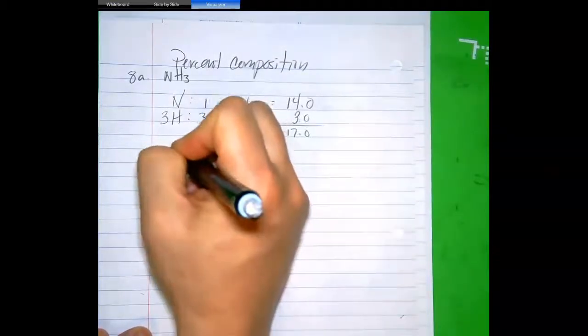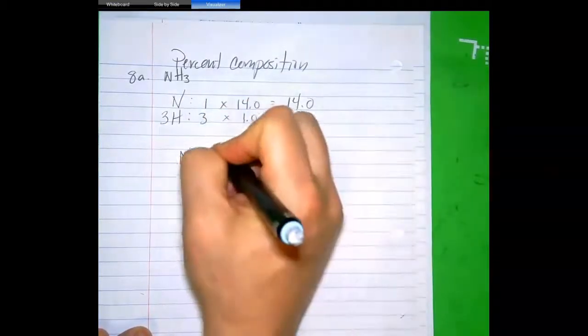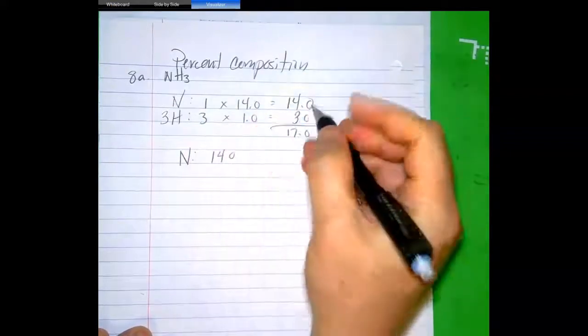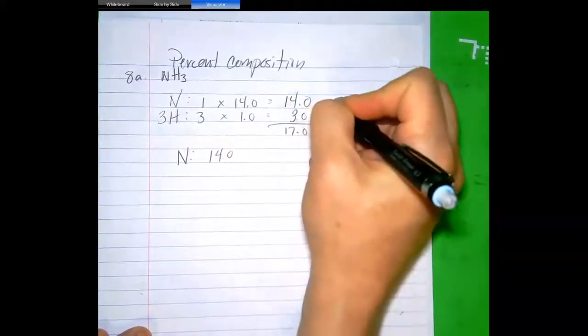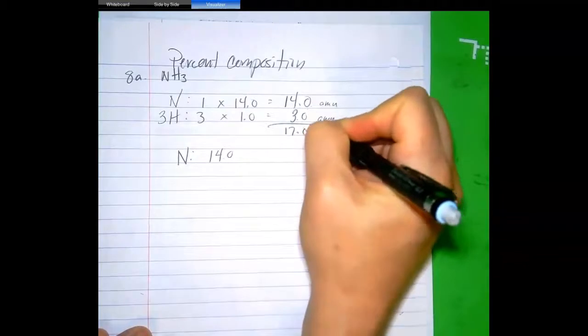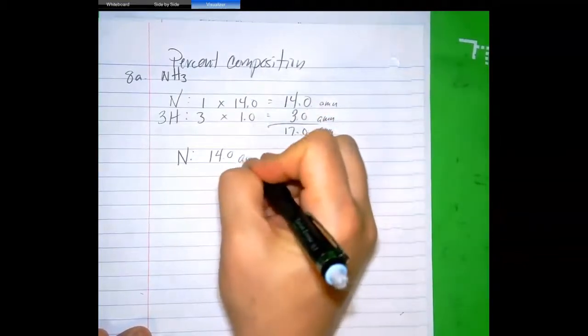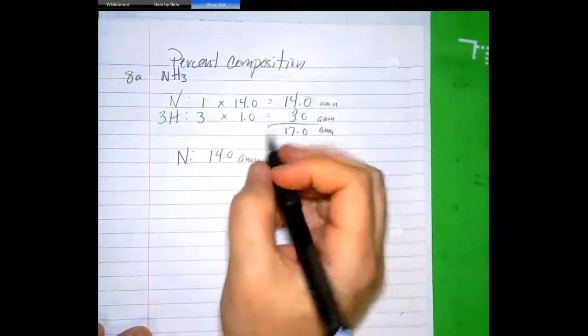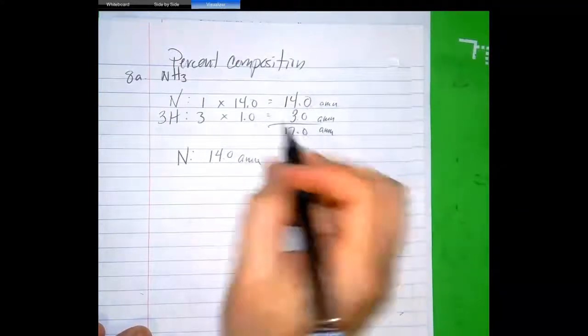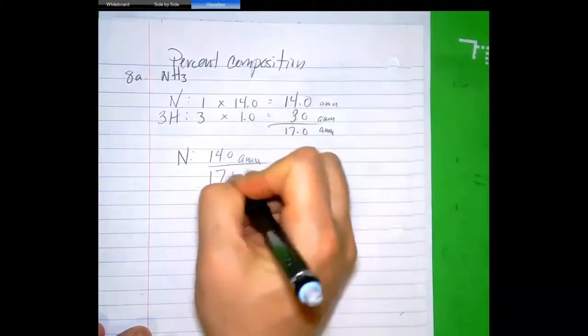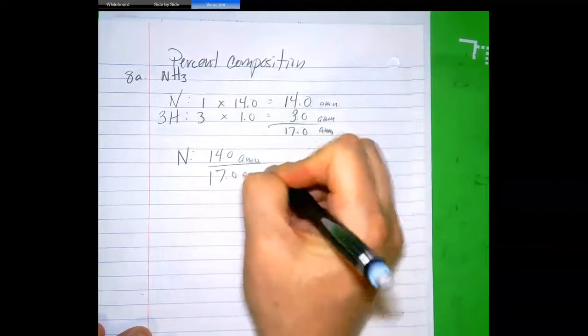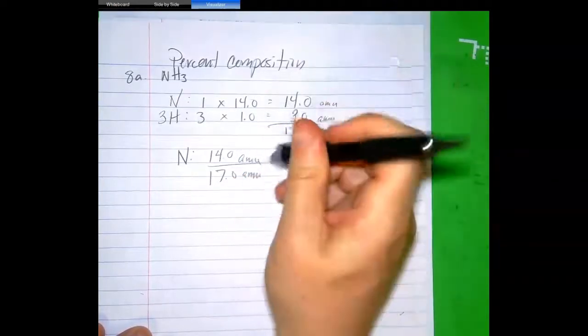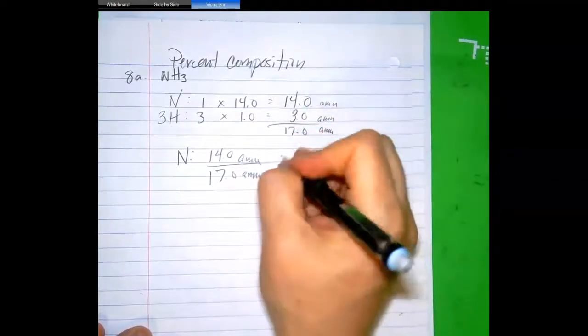So what percentage is nitrogen? Well, it's 14.0 AMU. Or you could also say grams per mole. The number's the same. They're going to cancel out, so it doesn't matter. Divided by the total of 17.0 AMU. And then I've got to multiply it by 100 to get the percentage.